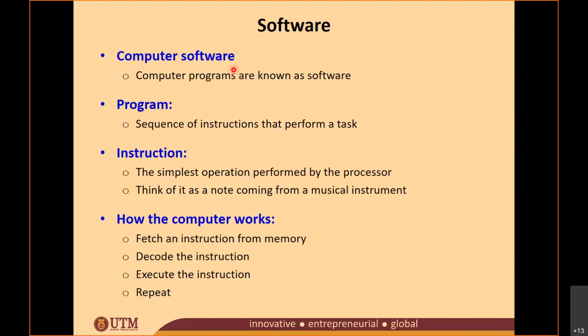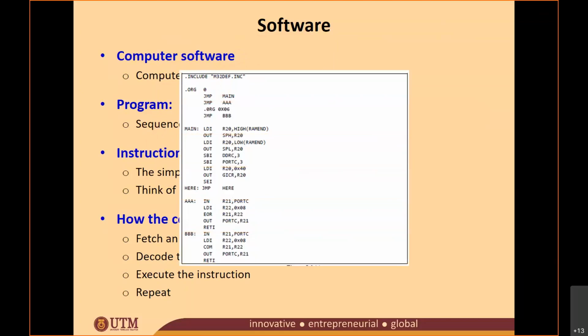Which is the program that you need in order to do programming. And then a program is a sequence of instructions that performs a task. Inside of this is a program. This program here is written in assembly language. This program is used to do many tasks. In one program you can do many tasks, according to the program that you will write.